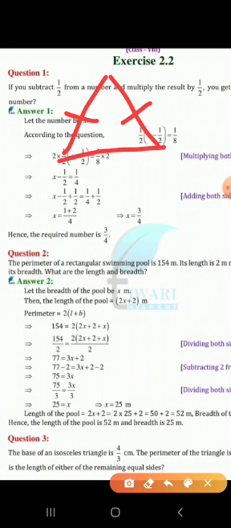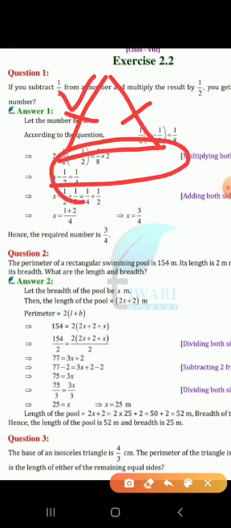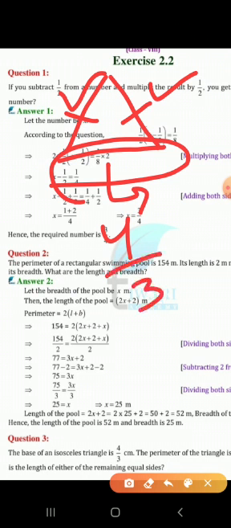Now in the question the perimeter of the triangle is given. You have to find the length of either of the remaining equal sides. Now this is the base. These two are the equal sides and the base is this one. The base is given to you as 4/3. The other two sides we don't know. Let this also be x and this also x, because both are equal.